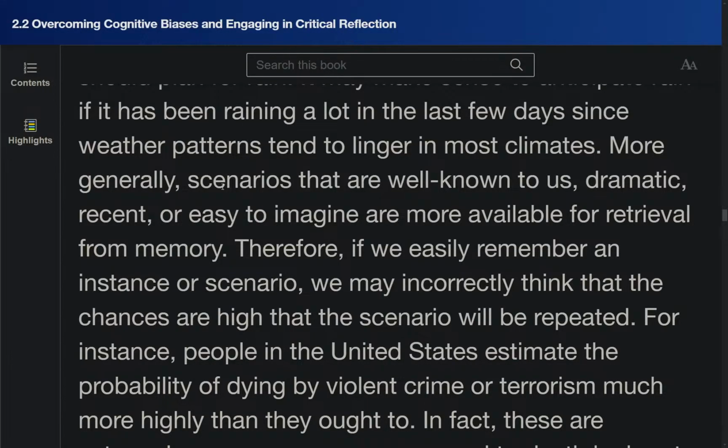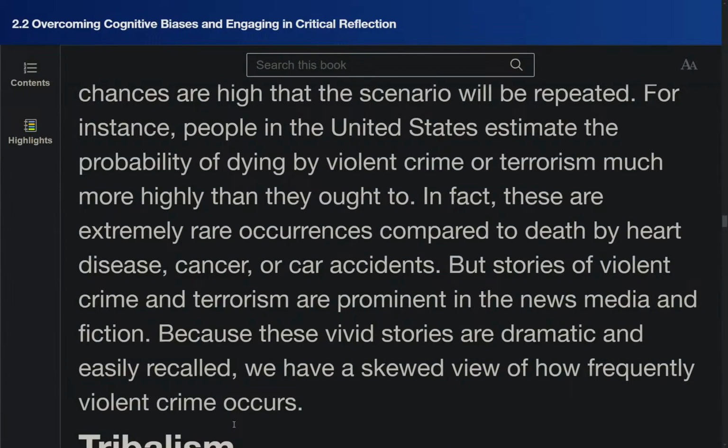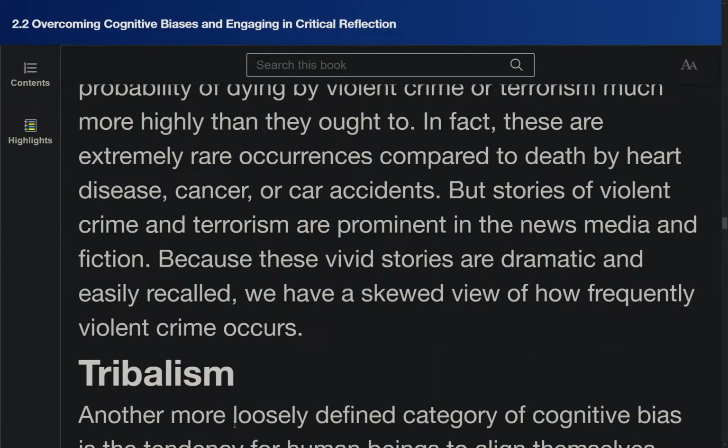More generally, scenarios that are well known to us, dramatic, recent, or easy to imagine, are more available for retrieval from memory. Therefore, if we easily remember an instance or scenario, we may incorrectly think that the chances are high that the scenario will be repeated. For instance, people in the United States estimate the probability of dying by violent crime or terrorism much more highly than they ought to. In fact, these are extremely rare occurrences compared to death by heart disease, cancer, or car accidents. But stories of violent crime and terrorism are prominent in the news media and fiction. Because these vivid stories are dramatic and easily recalled, we have a skewed view of how frequently violent crime occurs.